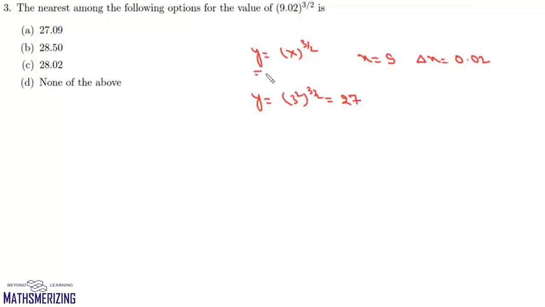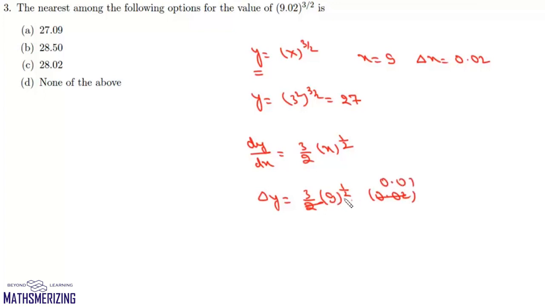Now we'll find delta y. So we'll differentiate this function. We'll write dy by dx will be 3 by 2 x to the power 1 by 2. Now we can write delta y as 3 by 2 times 9 to the power 1 by 2 times delta x, which is 0.02. Now this is 0.01, and here it will be 3 times 3, 9. So it will be 0.09. So this value will be simply equal to y plus delta y, which is 27.09, and that's your option A.